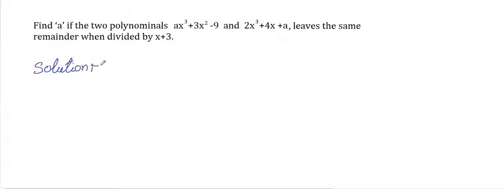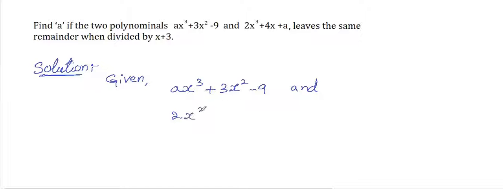Let's solve the question which I have written on the whiteboard. Two polynomials are given. If we divide the polynomials by x plus 3, the remainder will be same. The given polynomials are ax cube plus 3x square minus 9 and 2x cube plus 4x plus a.